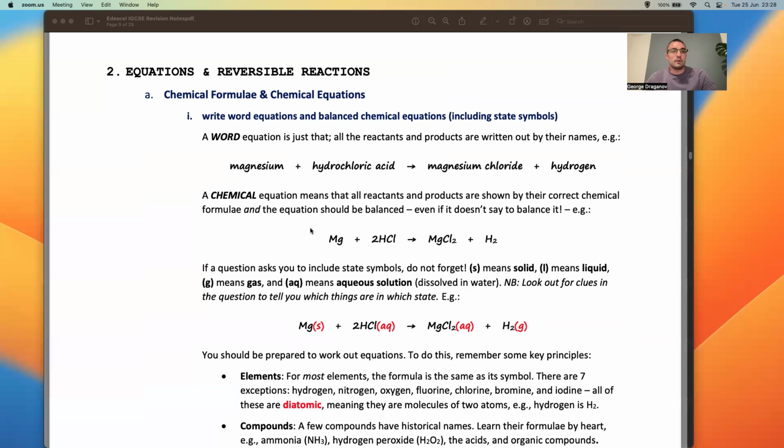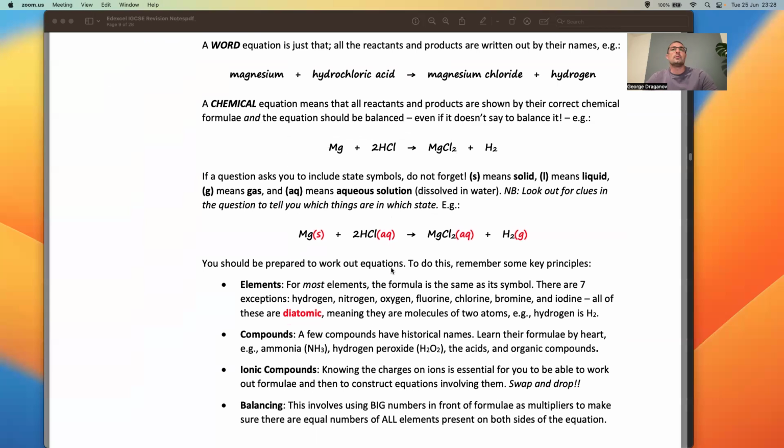Always read the question carefully. If they do ask for state symbols, you must remember to put them in. So there are 4 state symbols possible. Little s means solid, little l means liquid, little g is gas, and aq means aqueous, which means dissolved in water. There will be clues in the question as to what state symbol something is. All acids are always aq, and water is always l unless it has been heated into a vapor. Then it'll be a gas.